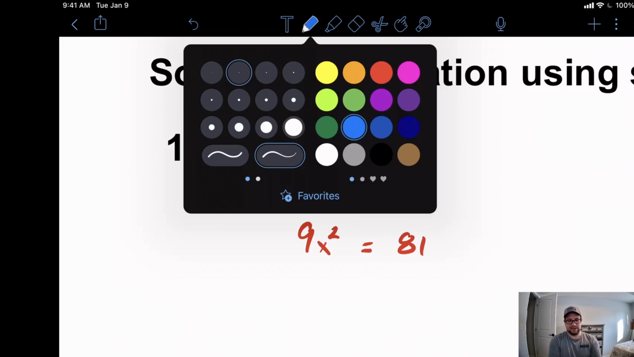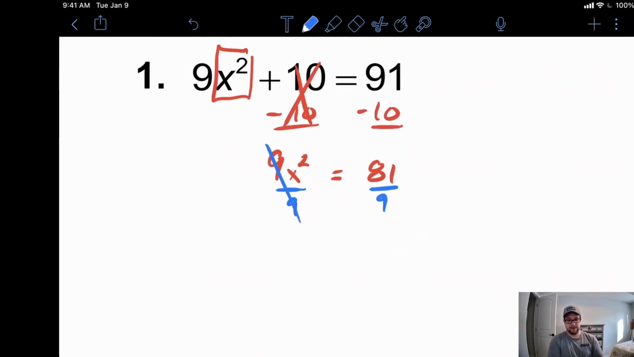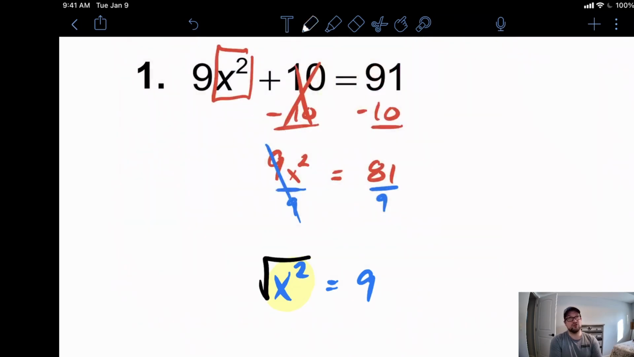Now I still want to get x squared alone, so I'm going to divide off the 9 on both sides. These two are going to go away, and that's going to leave me with x squared is equal to 9. Now this is the perfect spot to be. We have our term that's being squared all by itself. So just like we learned yesterday, you can undo squaring something by taking the square root of it. And of course we do it to both sides because we need it to stay balanced.